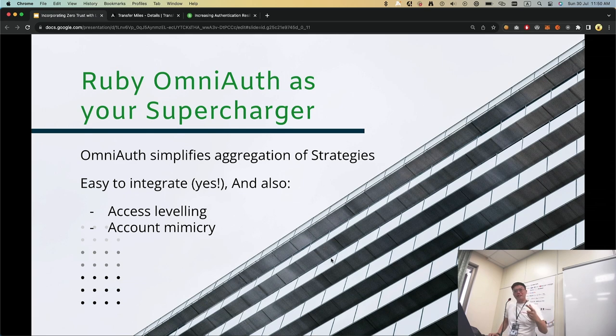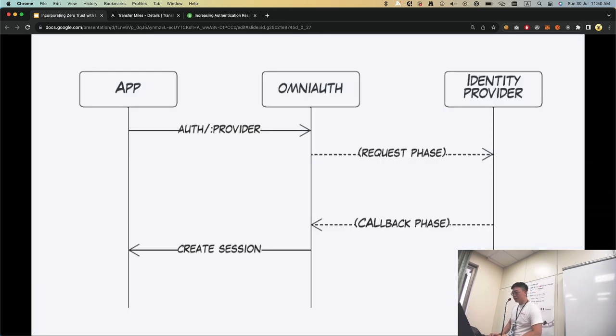Here I just want to show you some slightly different ways in which we use it, which are maybe areas that you don't really see. So there's access leveling, and there is account mimicry. Just now we showed impersonation, so we'll see soon how this looks. Briefly, for OmniAuth, there's always the request phase and the callback phase. The code that I'll show you will focus on the callback phase, because that is the verification layer.